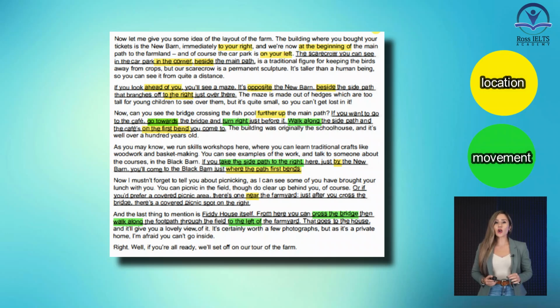Some of these phrases are highlighted in yellow and some others in green. The reason is that the yellow ones talk about location, which means that they are in a place and don't move. But the green ones are about movement, which means that you are moving. So you need to be mindful of these different prepositions and phrases.